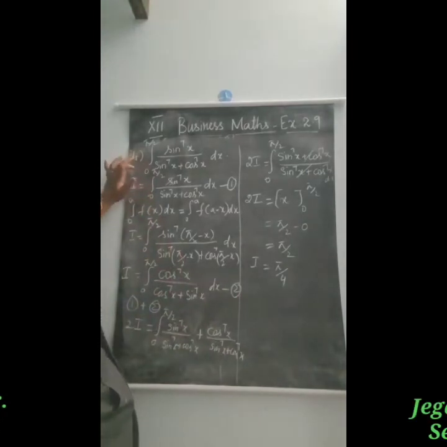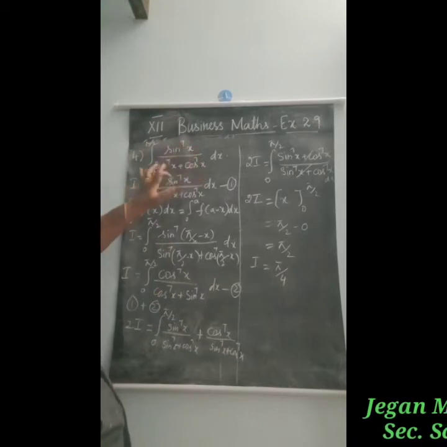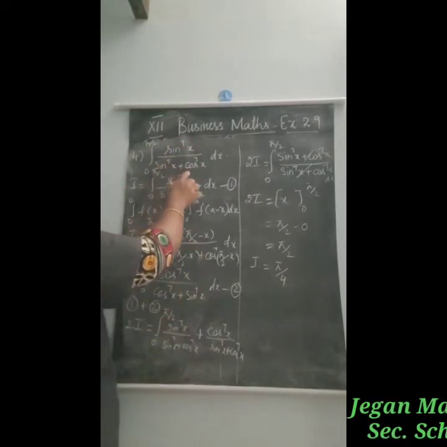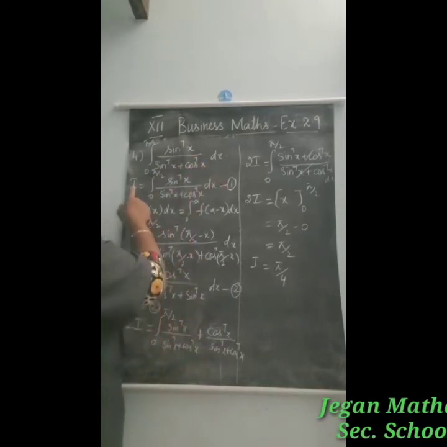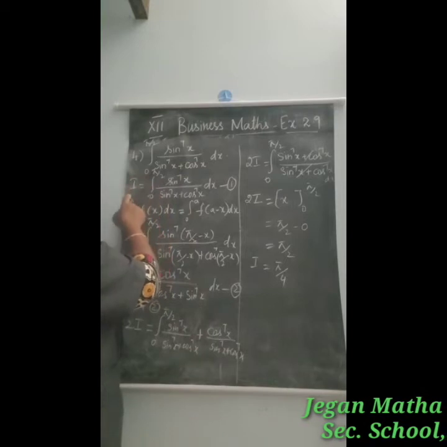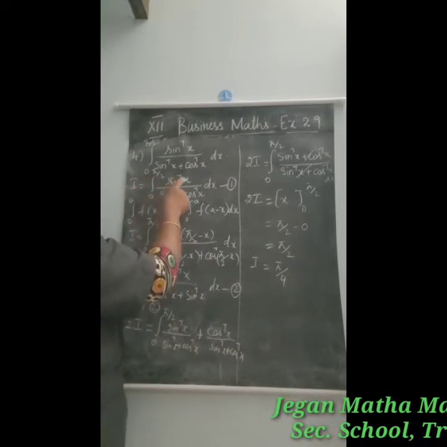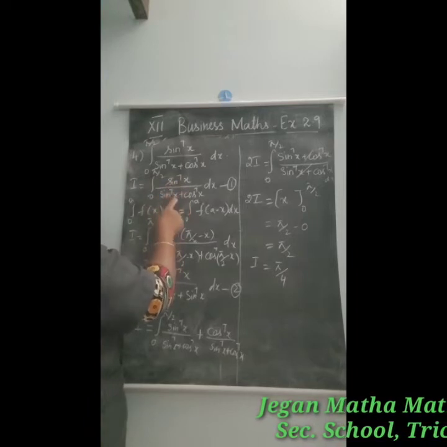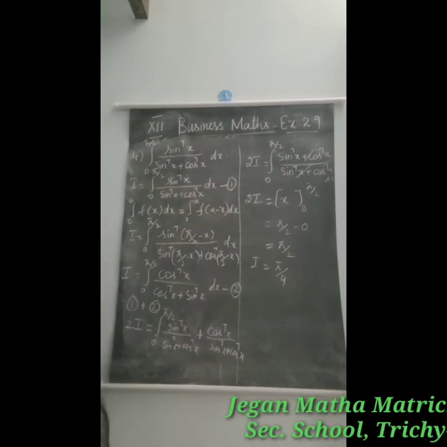The fourth question: integral of 0 to pi by 2 of sin power 7x divided by sin power 7x plus cos power 7x dx. Let us consider I is equal to the integral of 0 to pi by 2 of sin power 7x divided by sin power 7x plus cos power 7x dx. This is the first equation.